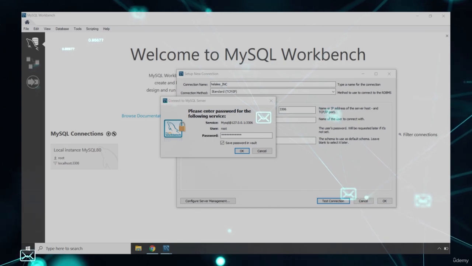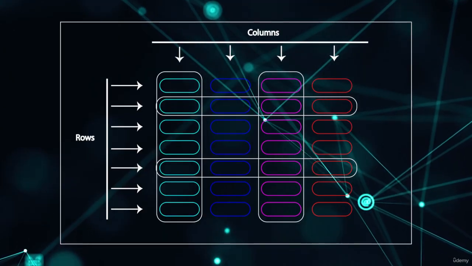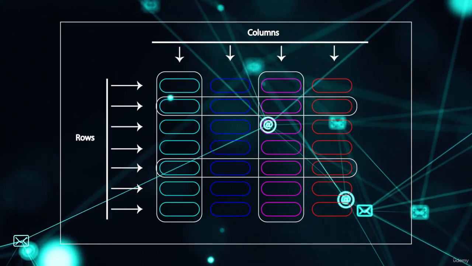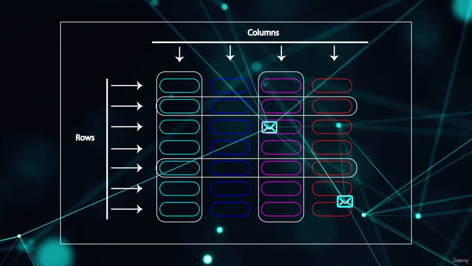So within a database, we have tables. Within the tables, we have rows and columns. A table is the closest thing resembling an Excel software or a spreadsheet application.